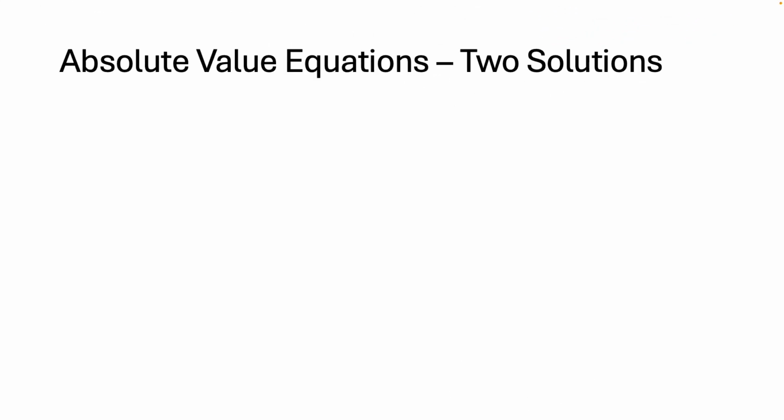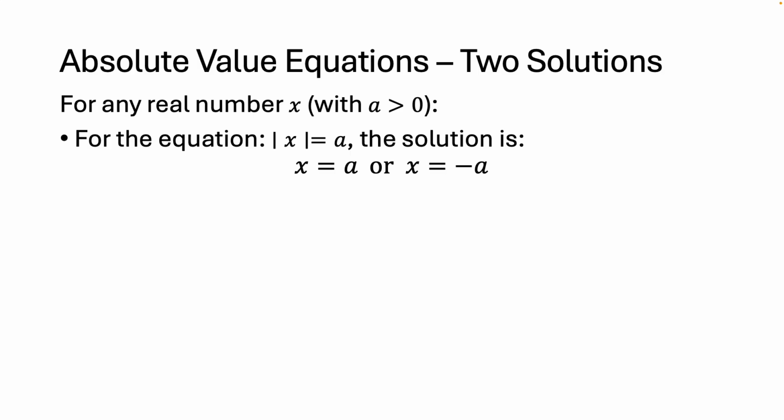Let's start by looking at the different types of solutions these equations can have. Most absolute value equations have two solutions. For any real number x with a greater than 0, the equation absolute value of x equals a has the solution x equals a or x equals negative a. So there are two solutions.